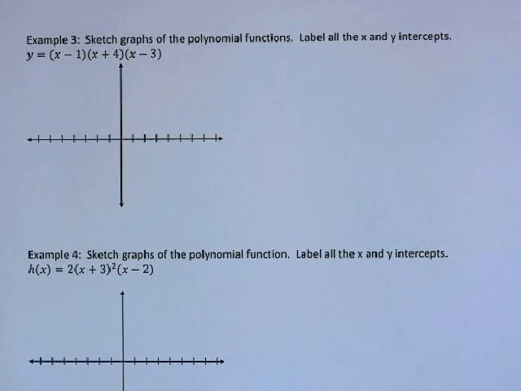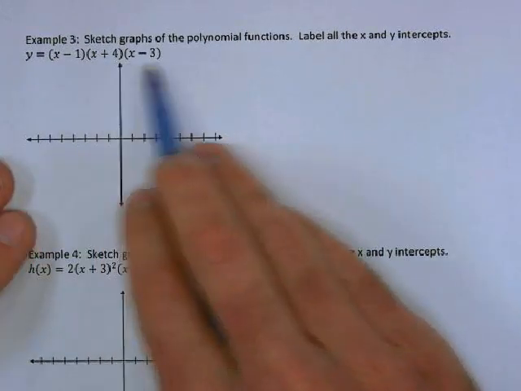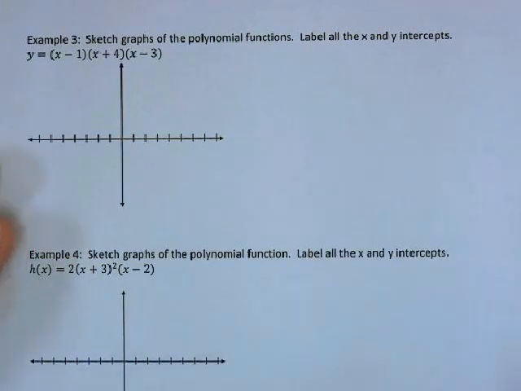All right, page 2 of the 3.2 notes. Here we're going to actually start graphing these functions. And again, it's not going to be as bad as you might think. Okay, so example 3: sketch the graphs of the polynomial functions, label all the x and y intercepts.